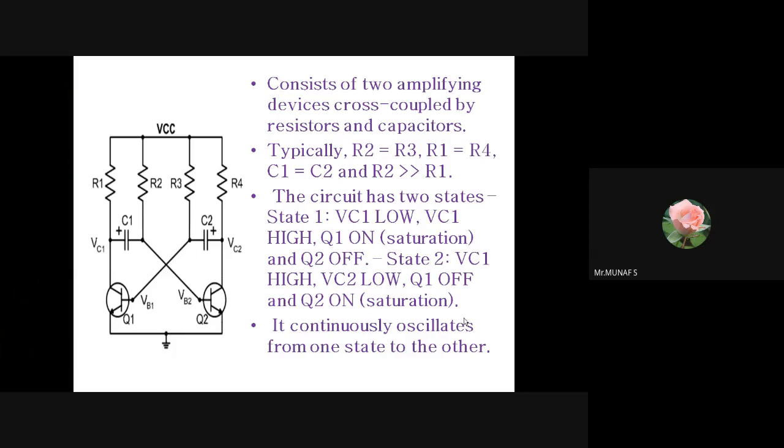Or VC2 is low, VC1 is high. So now state 2 is VC1 is high and VC2 is low. So Q1 is in the off condition and Q2 is in the on condition. This continuously changes due to their time constants R1 C1 and R4 C2.